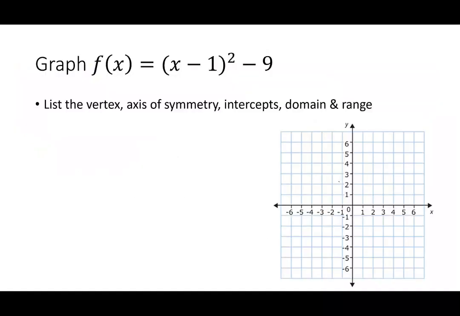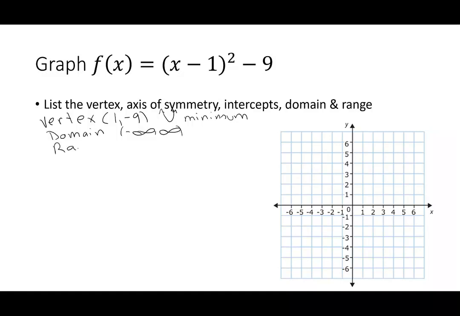So let's try. f of x is x minus 1 squared minus 9. The vertex is at (1, negative 9). This is opening up, so I know this is a minimum. The domain of all quadratics is negative infinity to infinity. The range is going to change, and knowing this vertex is going to be really helpful. Having a minimum value for our vertex says the smallest it'll ever be is negative 9, and it goes to infinity. The axis of symmetry, which we often write as AOS, is x equals 1.